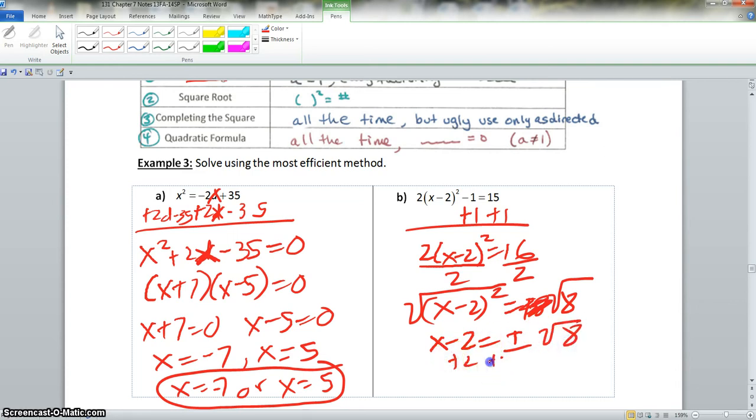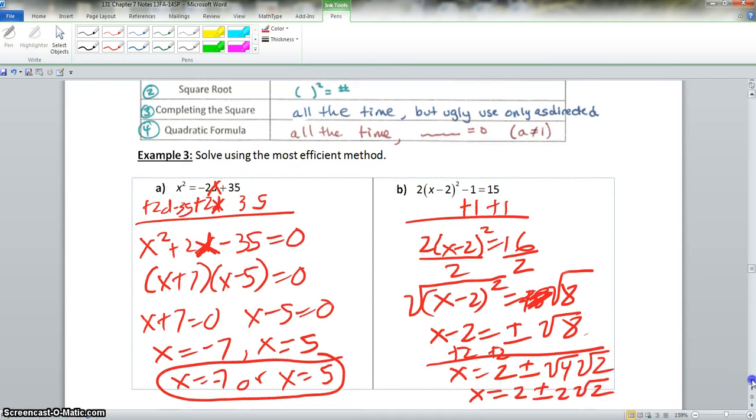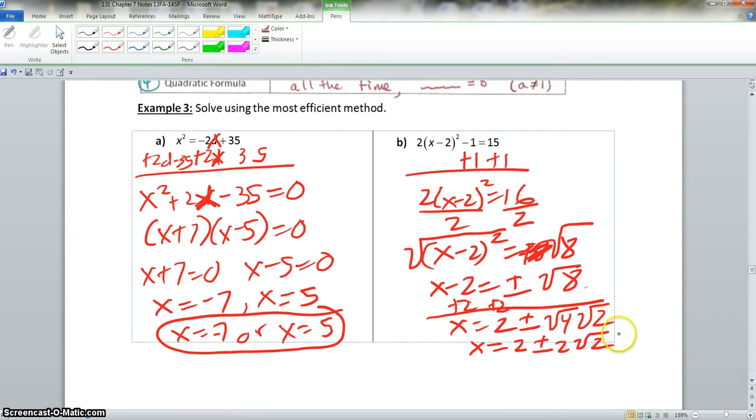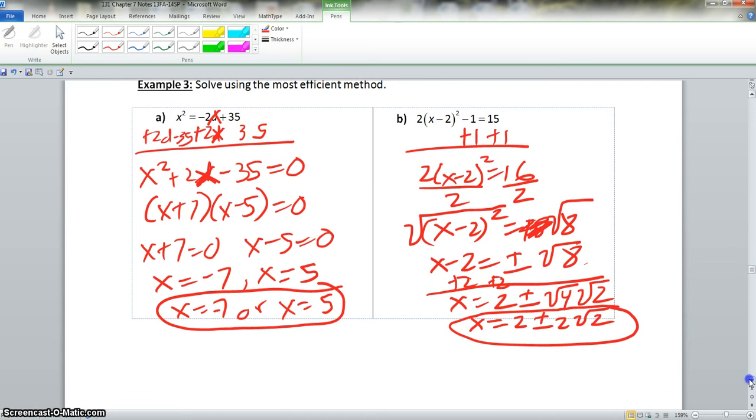Now we will add 2 on both sides, and we will have x is equal to 2 plus or minus. Now we know there's a perfect square in 8, so we'll do square root of 4 times square root of 2. And our final answer will be x is equal to 2 plus or minus 2 square root 2. Now, there's a lot of 2's. So this is our final answer for this problem. So that's A and B.